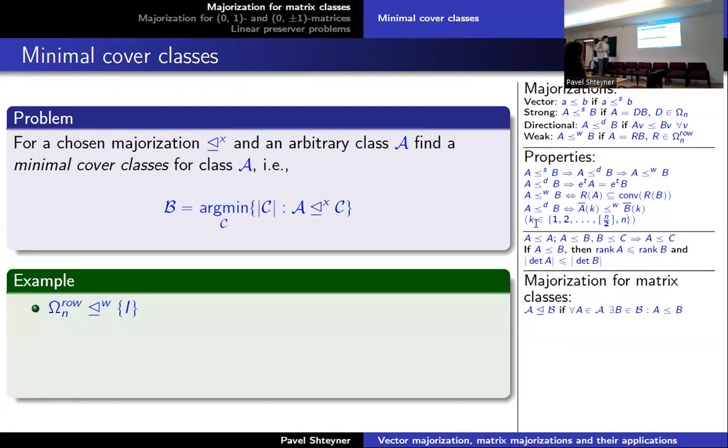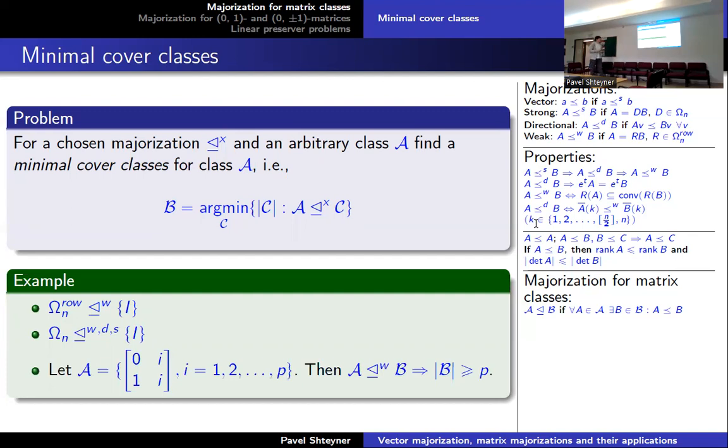For example, the class of row-stochastic matrices is by definition majorized by an identity matrix. So one element is enough. The same is true for doubly stochastic matrices and weak directional majorization. But the answer is obviously not always trivial, even for weak majorization.